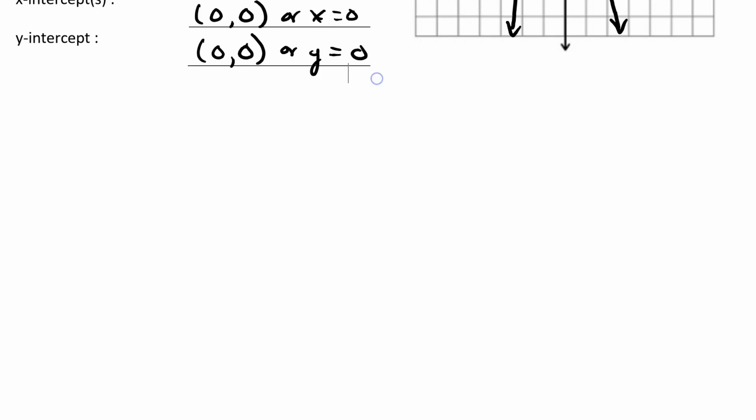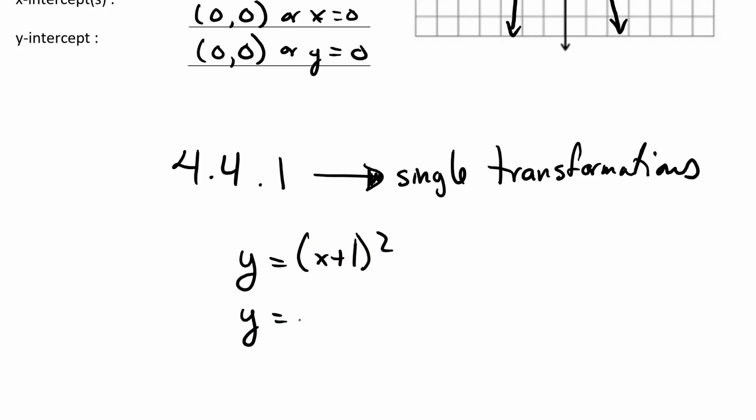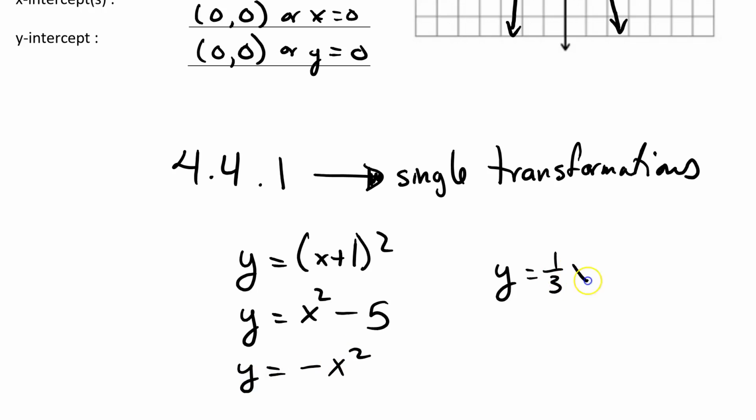So on the mastery check, on the 4.4, there are going to be kind of two mastery checks for 4.4. 4.4.1 is just going to be single transformations. Okay, so they're going to be examples like y equals (x plus 1) squared, or y equals x squared minus 5, or y equals negative x squared, or y equals 1/3 x squared.